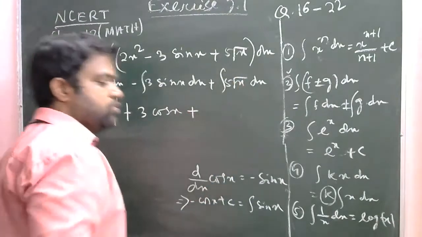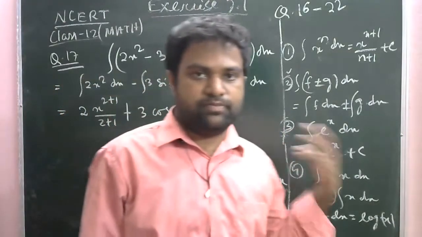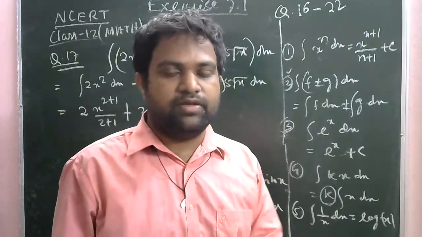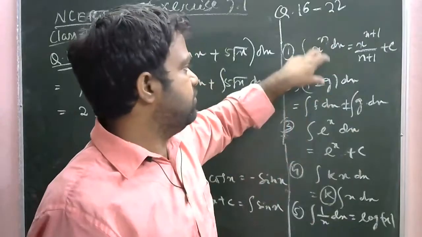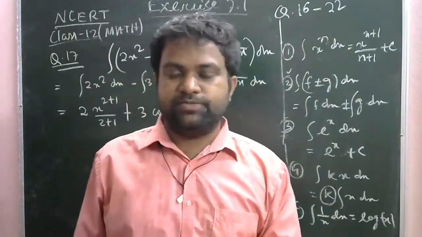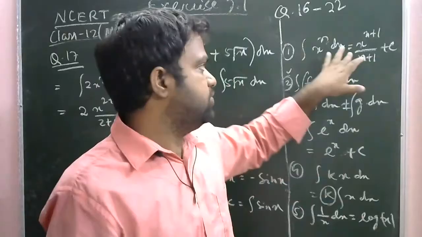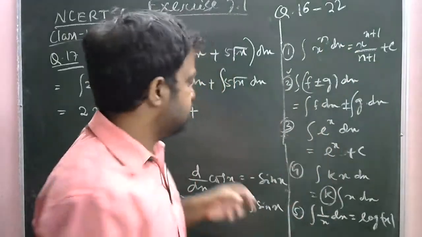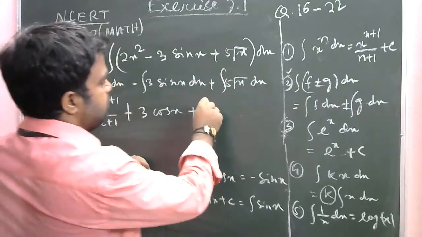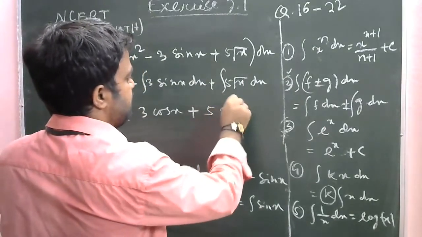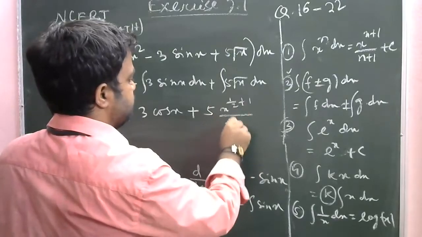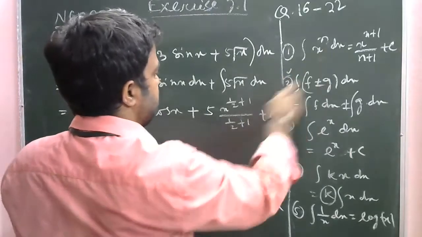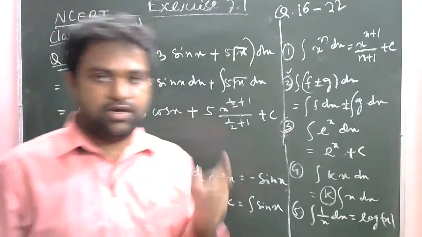Now 5 root x, just like the previous problem we have solved. Root x is x to the power half. Same formula we'll use. If the power is a fraction, no issue, we'll use the formula n plus 1. We consider n as the power, which is half, a fraction. So 5 is x to the power half plus 1 by half plus 1.